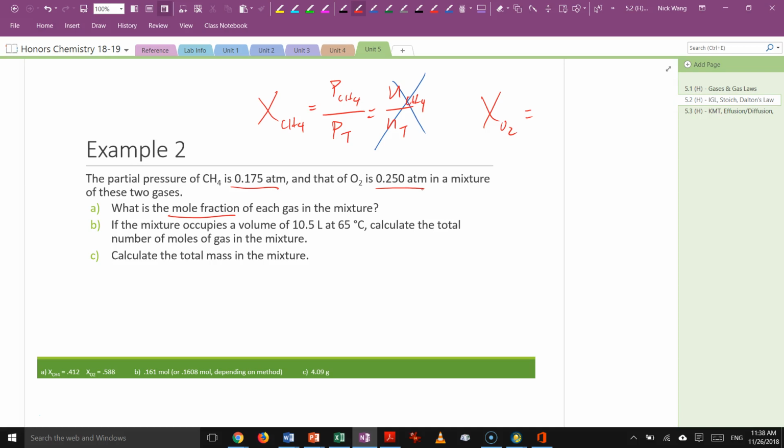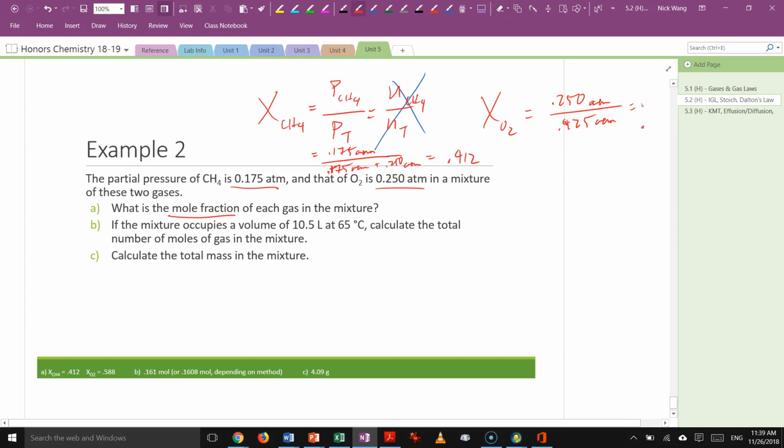So what that's going to look like is 0.175 atm over the sum, 0.175 plus 0.250 atm, and that's going to equal 0.412. Then the mole fraction of O2, well, again, you can plug in numbers here and figure that out. So it's going to be 0.250 atm over the sum of the two, which is 0.425 atm. That's going to equal 0.588.